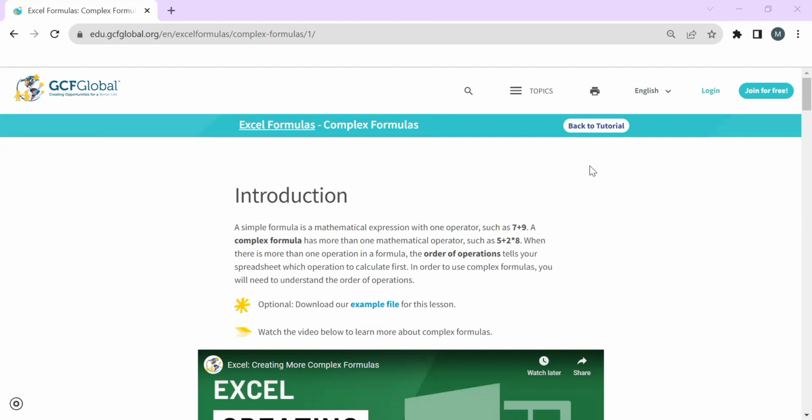So let's first read the introduction. A simple formula is a mathematical expression with one operator, such as 7 plus 9. A complex formula has more than one mathematical operator, such as 5 plus 2 times 8. When there is more than one operation in a formula, the order of operation tells your spreadsheet which operation to calculate first. In order to use complex formula, you will need to understand the order of operation.